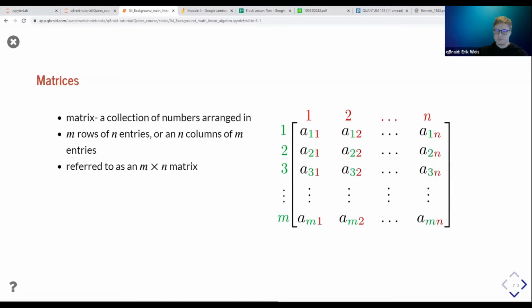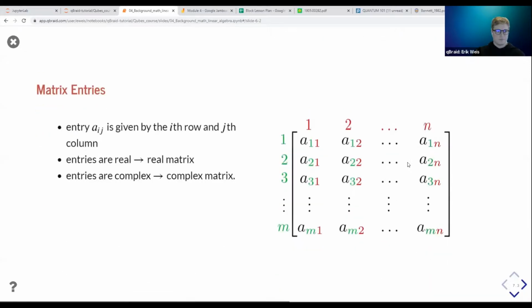So what's a matrix? A matrix, just like a vector, is just a collection of entries, a collection of numbers of a specific type, and they're organized in a specific way. In this two-dimensional grid you can see here, there are m rows and n columns. And so we could say that we have an m by n matrix. I'm sorry, m rows and n columns.